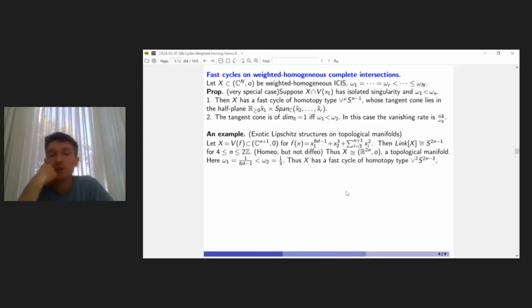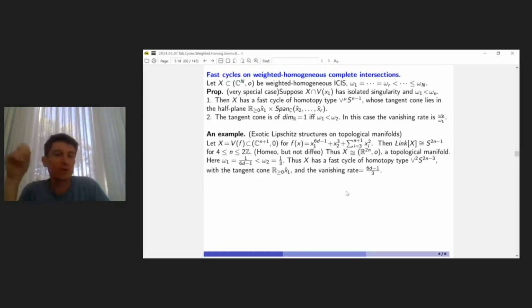Therefore we get that X has a fast cycle of this homotopy type. Here is the homotopy type. Sorry, in the proposition I forgot to say what mu is. What is this Milnor number? I will tell it later. But in this particular example, mu will be 2. So this is the wedge of two spheres, with tangent cone just a half line, and here is the vanishing rate.